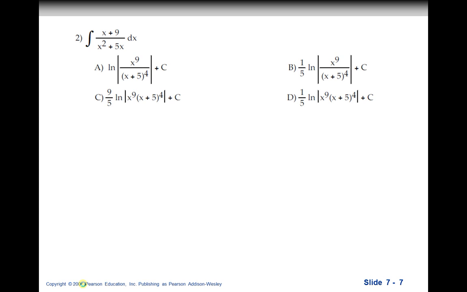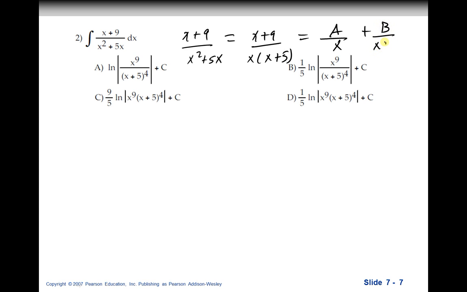The next problem is one in which we can take (x + 9) divided by (x squared + 5x) and write that as (x + 9) over x times (x + 5). Those are the factors. We should write that as A over x plus B over (x + 5).